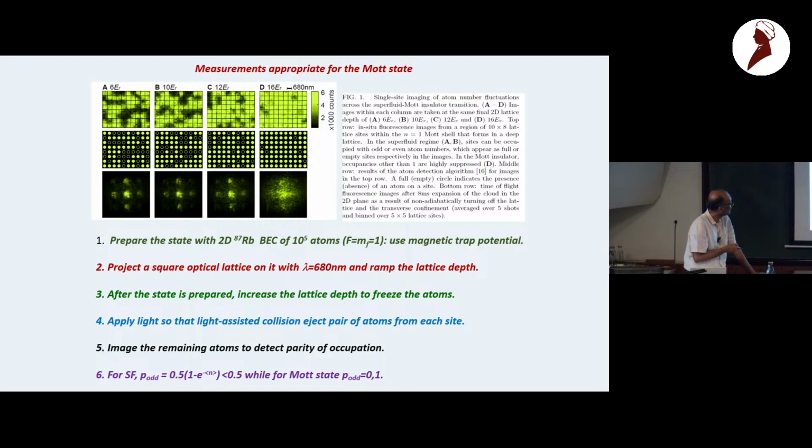So what they did is that they could, much later, project the square optical lattice on some magnetic trap potential and amplify the lattice depth. After the state is prepared, they suddenly increase the lattice depth to a very large value. This means that all dynamics freezes, because there is no hopping anymore, because you have killed this hopping by increasing the lattice depth. And then they apply a light with a special frequency in such a way that if you have an even number of atoms inside any of these lattice sites, they can interact with this light and scatter with each other and go out of the trap.